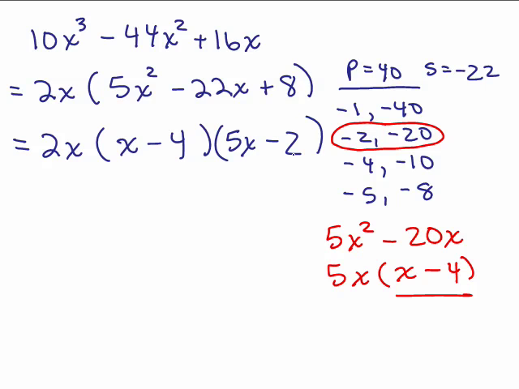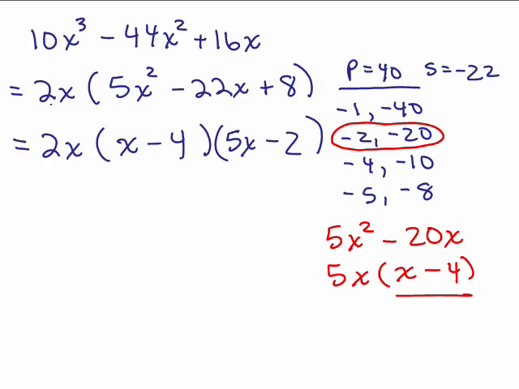And first let's multiply those together and see if it really is 5x squared minus 22x plus 8. All right, so we're going to do first, outer, inner, last. X times 5x is 5x squared. X times negative 2 is negative 2x and a negative 20x. So that adds up to negative 22x. Very careful of your signs. Negative 4 times negative 2 is positive 8. So I did correctly factor this trinomial.